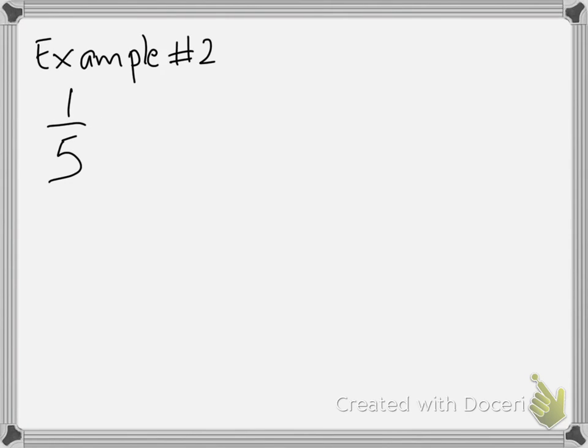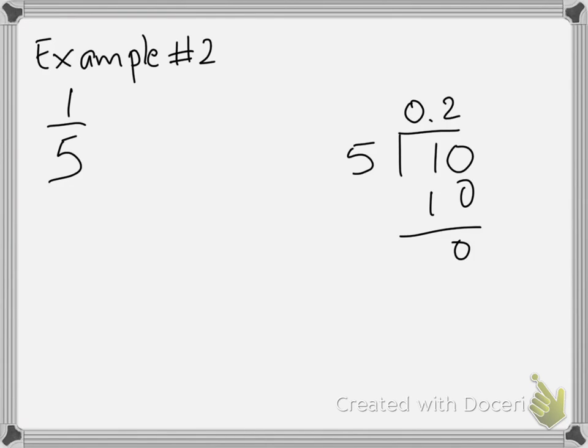Let's try 1/5. Again, 1 goes inside the box, 5 comes outside. How many times does 5 go into 1? You can't do that, so you add the placeholder, start with the decimal. It's going to be 2, over 1/5 is the same as 2/10 or 20 hundredth.